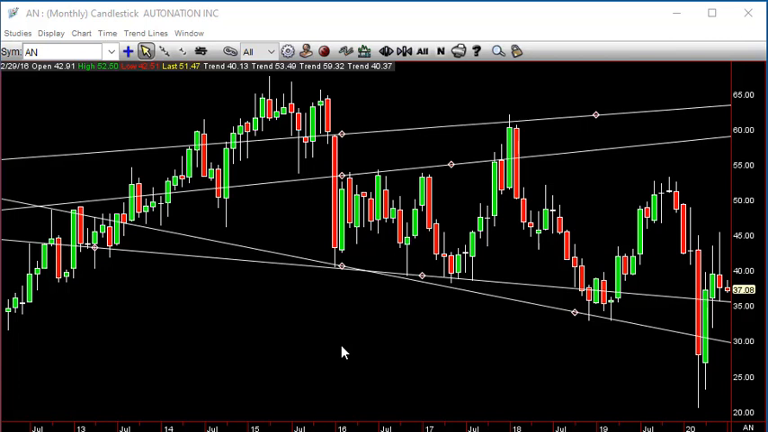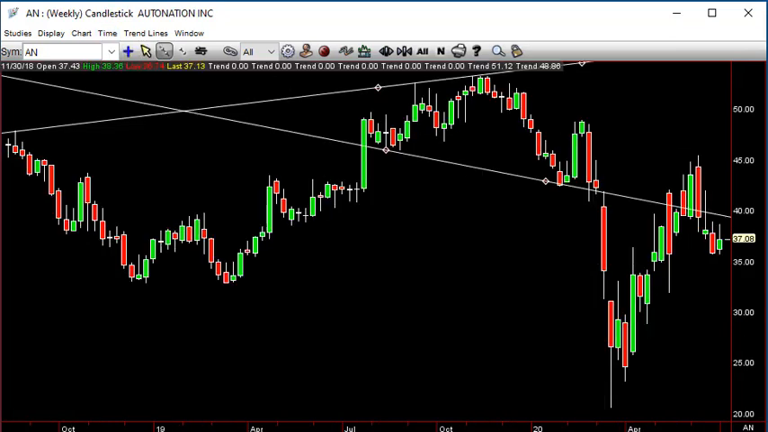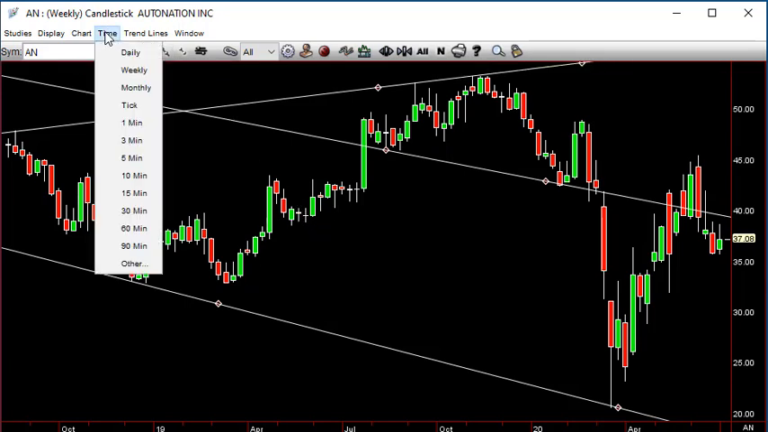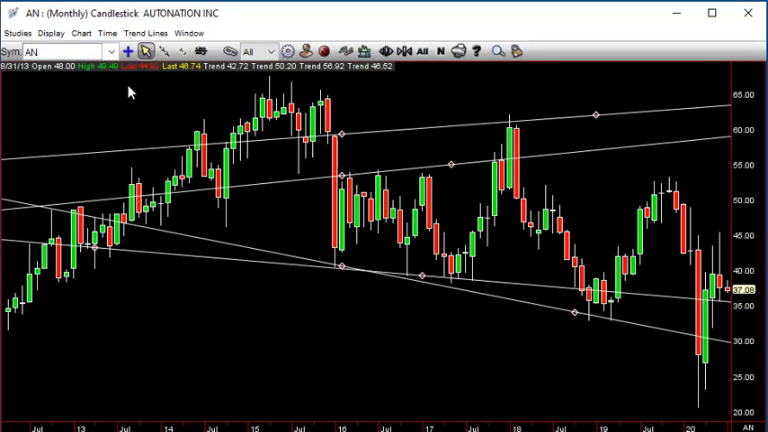AutoNation. Go to the weekly. See the upper level here and the greater formation here, where this is an outside bar of all that. And then from in here is an inside bar of all this. Right? That's a problem. That's an inside quarter. These three stuck in these two.